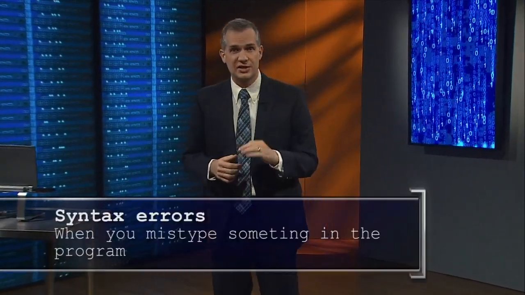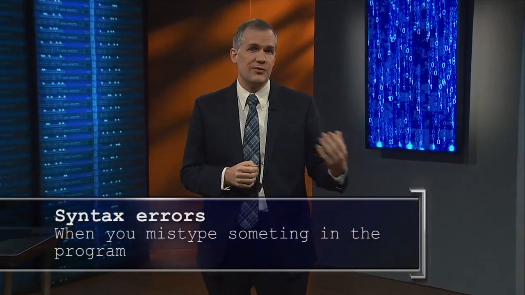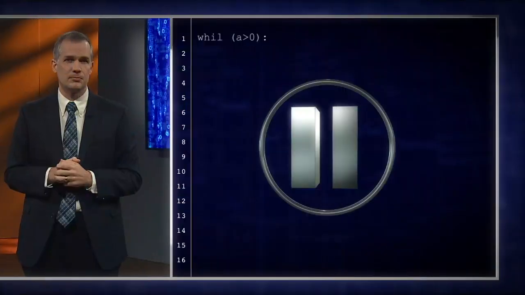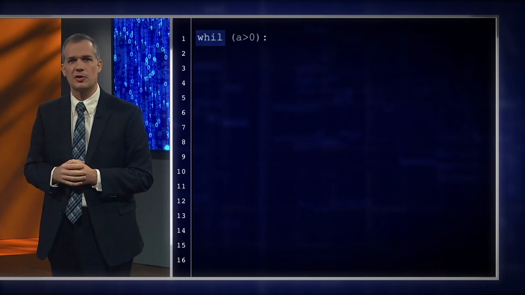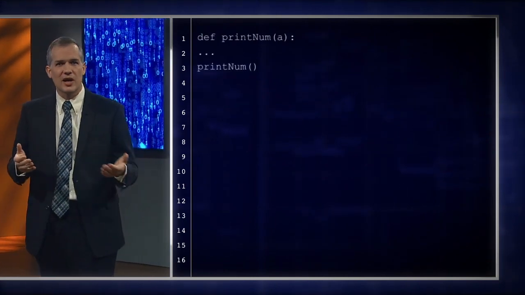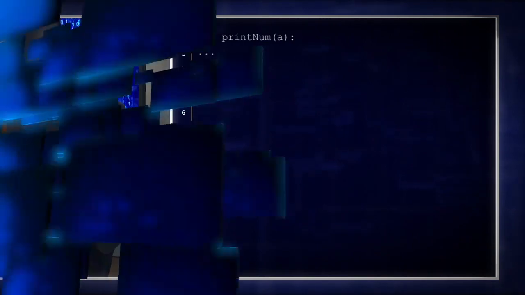The easiest bugs to find are usually syntax errors. Syntax errors happen when you've mistyped something in the program. See if you can spot the error here. While is missing the letter E. That's a syntax error. Here, the programmer forgot how a function's defined and didn't pass the parameters correctly.